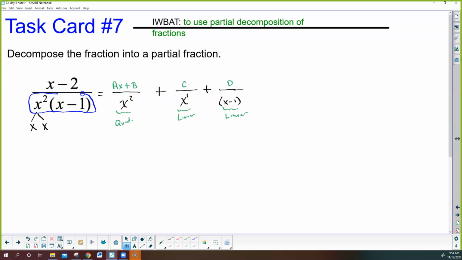Okay, so now that I have my denominator split up, all the potential denominators that gave me the original denominator, I need to clear the denominators. So I'm going to times every single piece by what the original denominator was.